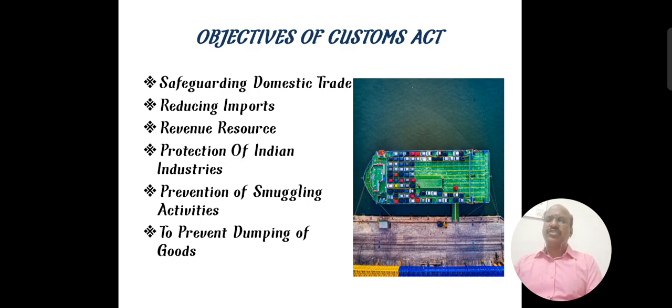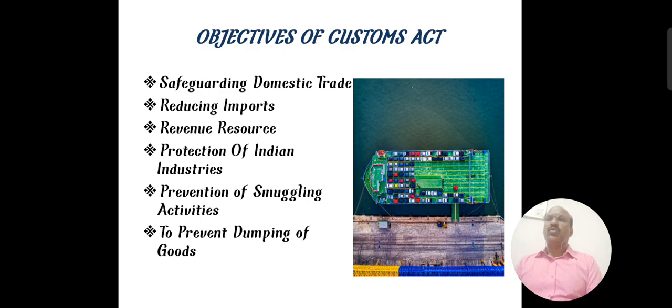Another main objective of the Customs Act is to prevent the smuggling of goods. To provide the necessary powers to the central government to prevent smuggling activity, they can go for customs duty. By levying a higher rate of customs duty, they can easily control the smuggling of goods from outside India. Next one, preventing the dumping of goods.